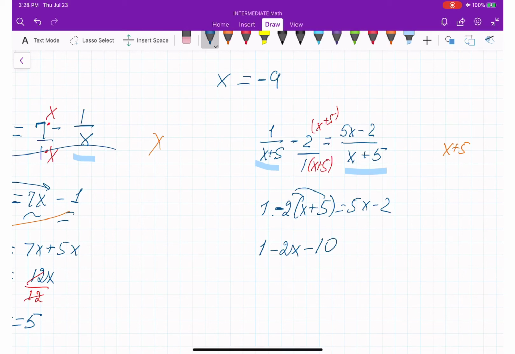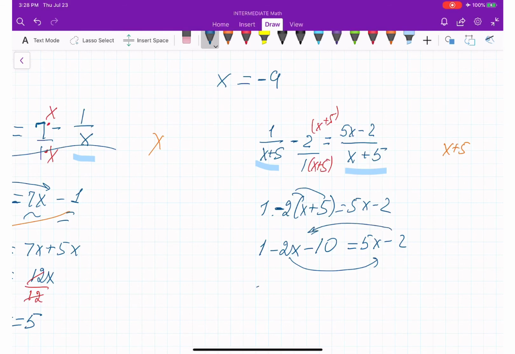We're supposed to get plus 10, right? But this negative is going to flip the sign. And we equal 5x minus 2. Again, I'm moving this negative 2x to this side, so I get positive with 5x, and this negative 2 moves to this side and becomes positive.